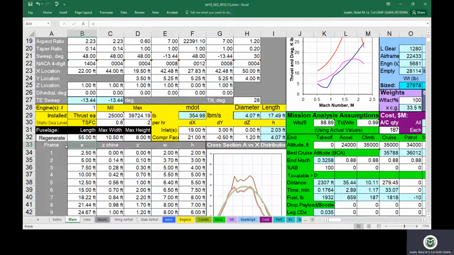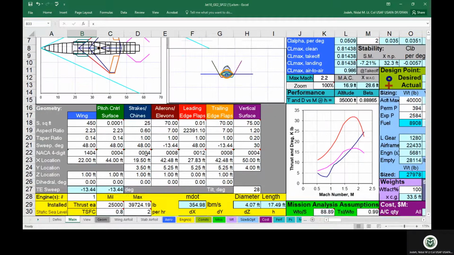Don't push the regenerate button. It actually messes things up. Don't push the regenerate button. Do you want me to say it again?